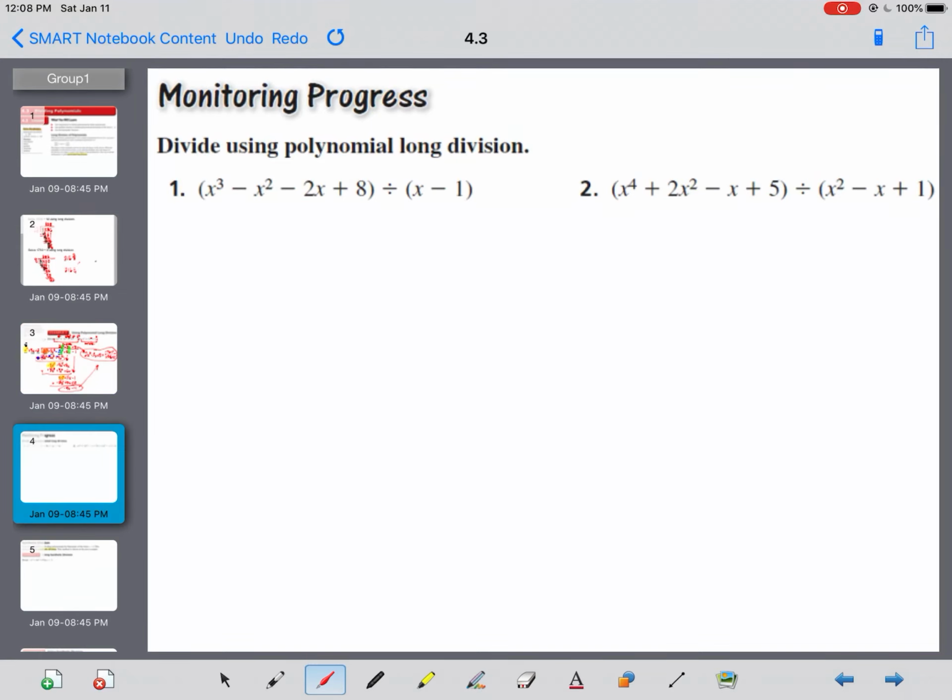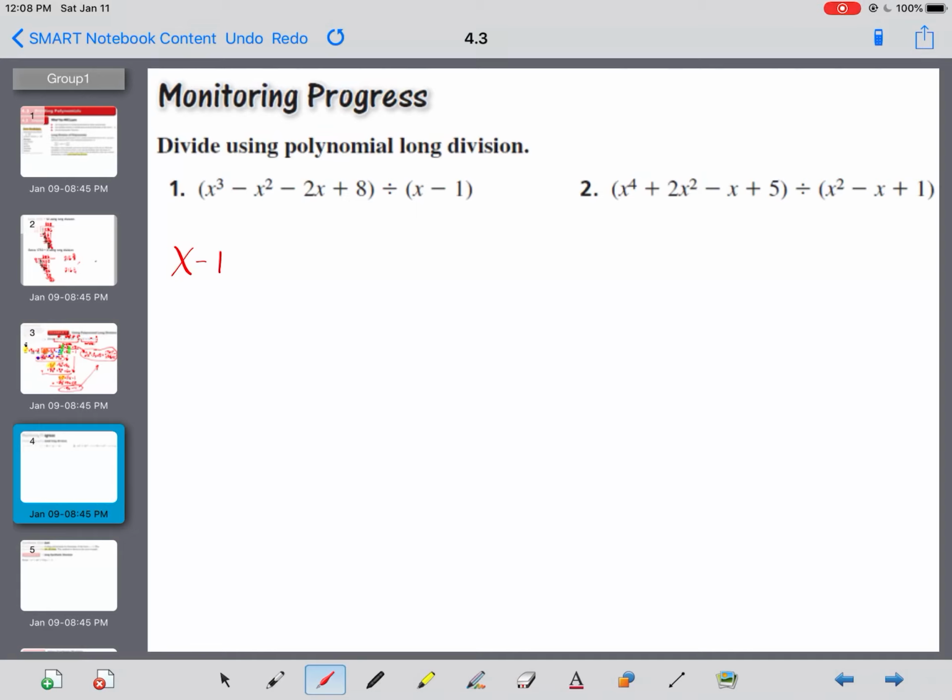All right, here's 2 different examples. Try them both. See what you can come up with. Give the video pause. Write these down. Try them. Come back. See what the answer is. Okay.